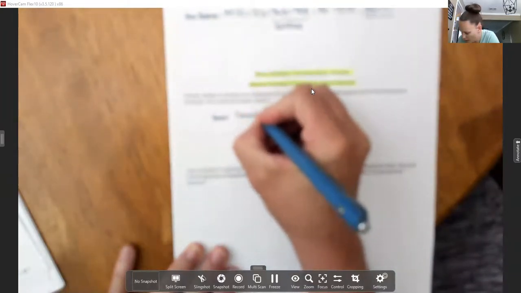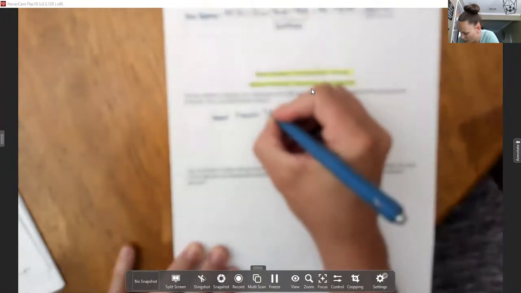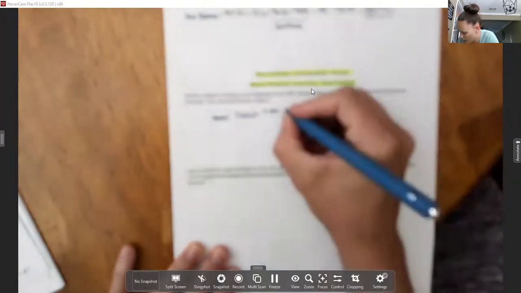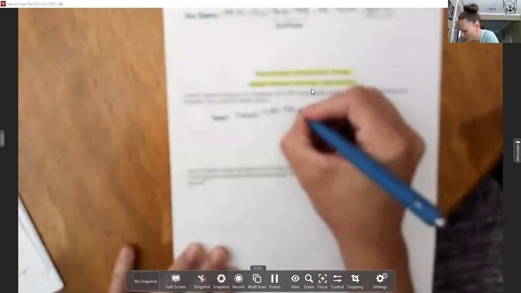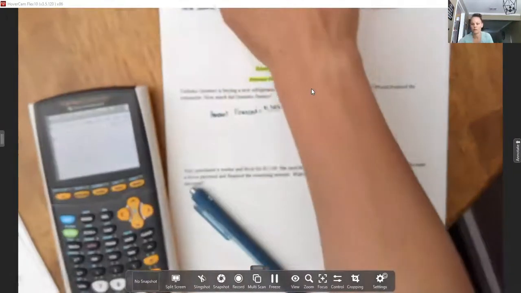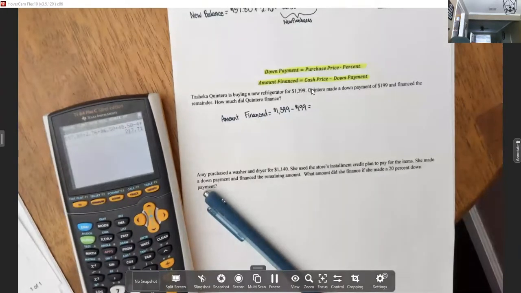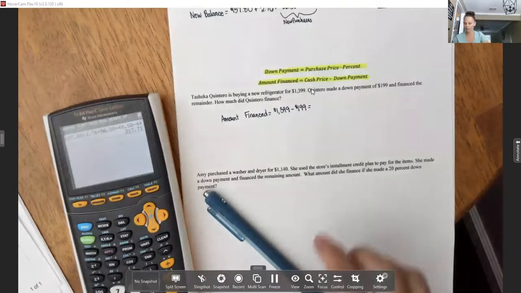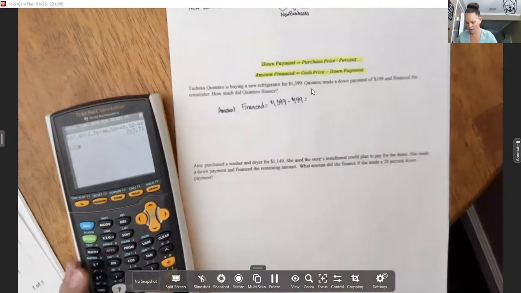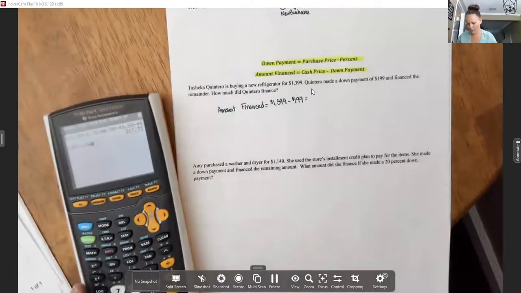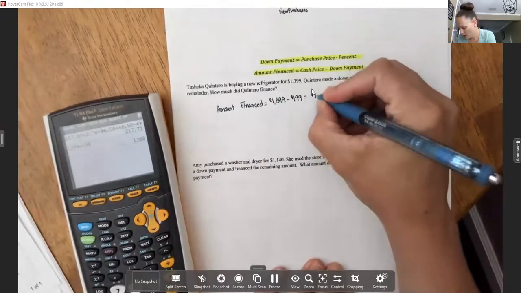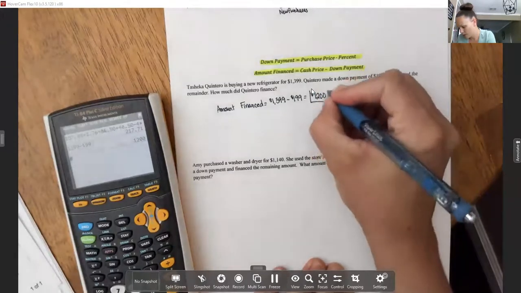We're going to take the cash price, how much it costs, and subtract the down payment. So 1,399 minus 199, $1,200.